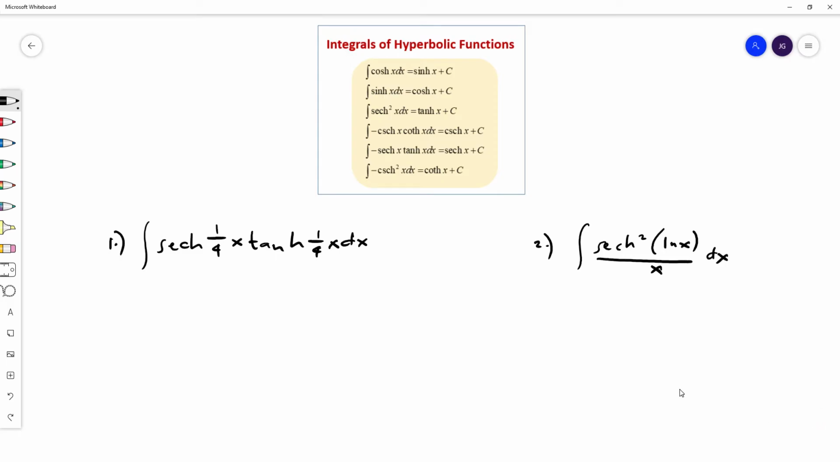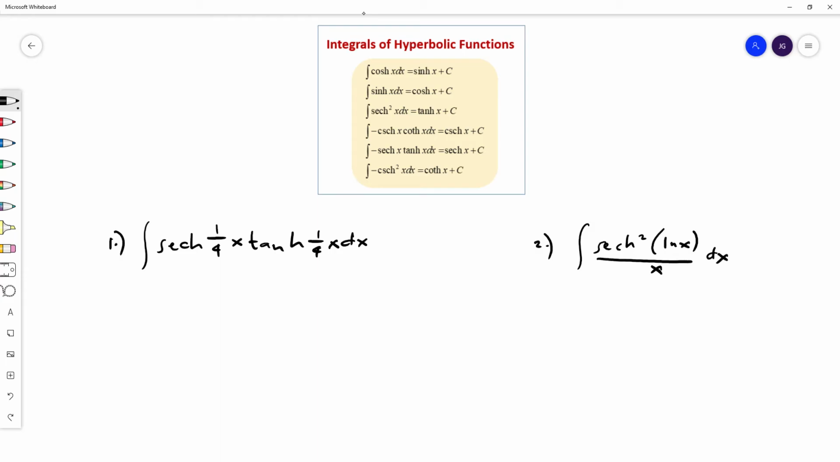Another topic is about the hyperbolic functions, which are almost the same as the trigonometric functions in terms of the basic functions. For this one, there are changes, like the integration of sinh x dx is equivalent to the positive cosh x plus c, or the positive hyperbolic cos x. Okay, so let's have an example.